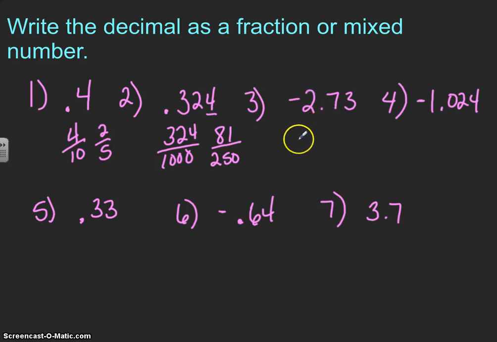Negative 2.73, well, that's just going to be negative 2, the whole number, then put 73 over 100. Okay, just make this the fraction. You've got the whole number there. Don't mess with anything else.